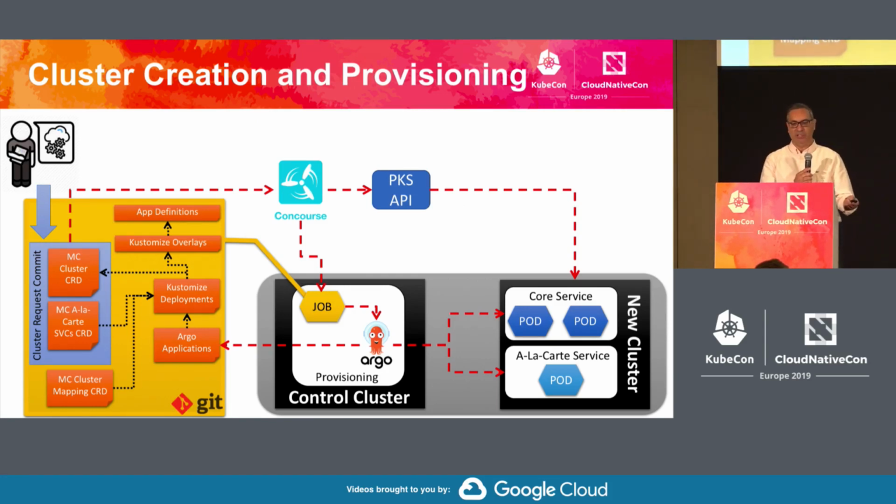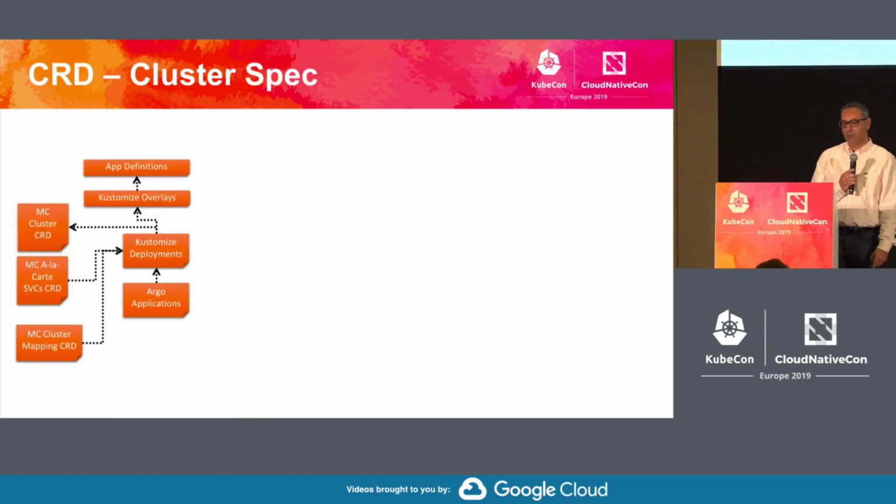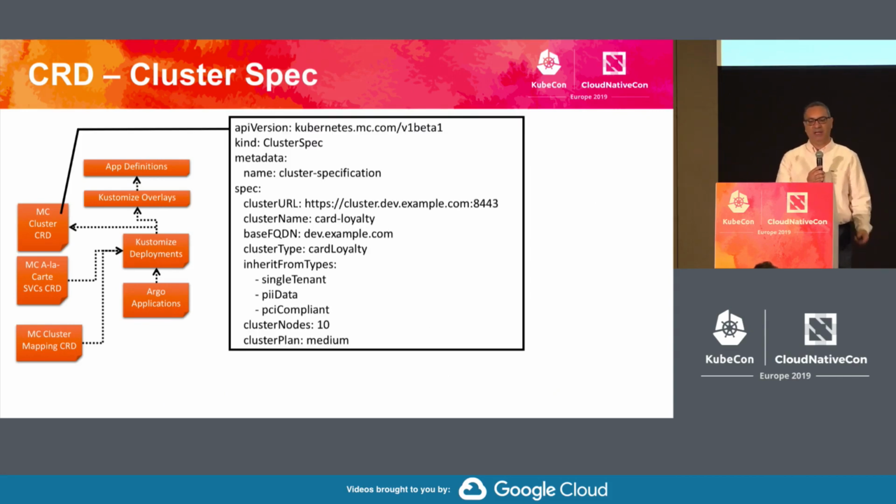So let's go a little more into detail on what we've done with the different CRDs. Let's start with the cluster spec. This is very simple. I apologize for putting YAML here, but I couldn't refrain from doing so. Basically, we define the type of cluster you want. You have a name, and a URL that you want to give it. And then the very interesting part, besides the plan and the number of nodes you want for this cluster: we define a concept of a cluster type and the ability to inherit.